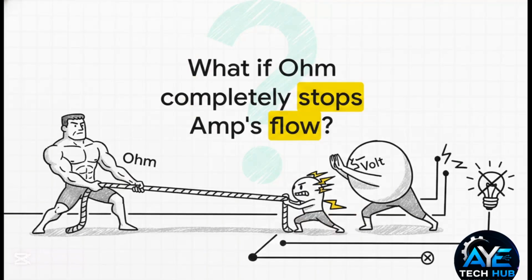As we wrap up today's explainer, I want to leave you with one final, kind of provocative thought experiment. If Ohm pulled that rope tight enough to completely close the path and stop Amp dead in his tracks, what would happen to Volt's push? Think about that physical relationship the next time you're wiring a light or tinkering with your own DIY electronics projects. Keep this little character metaphor in your mind, and I promise you, the invisible world of electricity will never confuse you again.